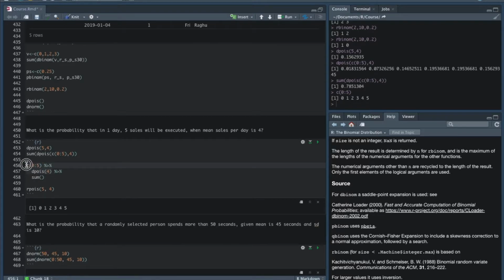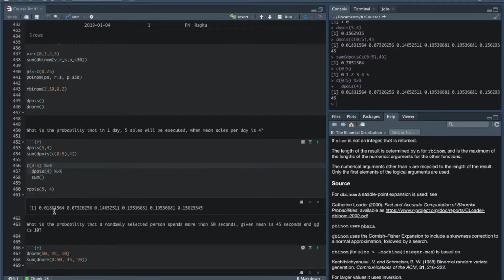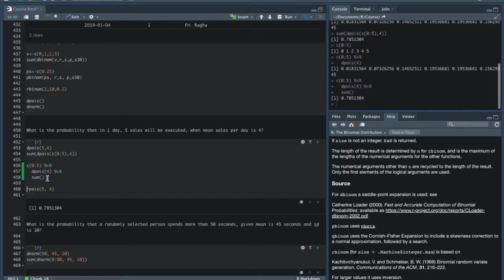If we run this, we see that we have 6 probabilities, and then this outcome will be passed on as the first parameter in the next function, which is sum. So if we run this, we have 0.78.